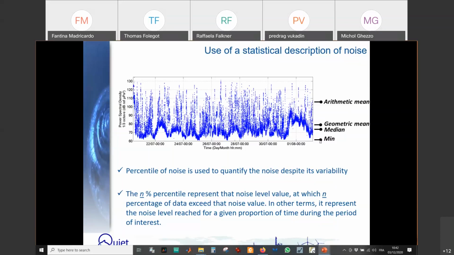The minimum level is already, I think, more interesting because this is the minimum level. The maximum level is also interesting. At least you know what's the maximum that has been measured. I think the median is already more interesting because it tells you what is the noise level you had half of the time. And here it comes to the metric we have introduced, which is the percentile, where you quantify the level, you associate a level with a proportion of time where you have exceeded that level.